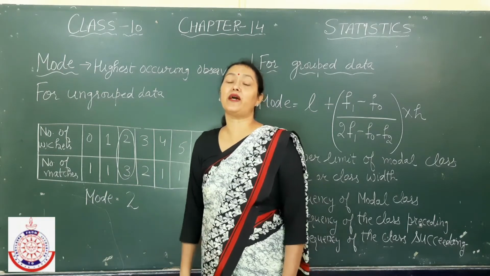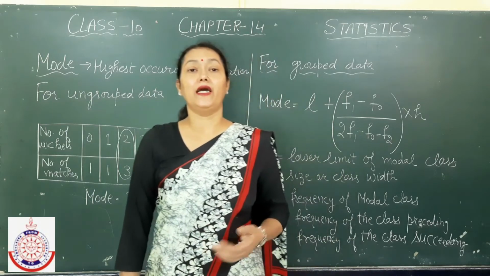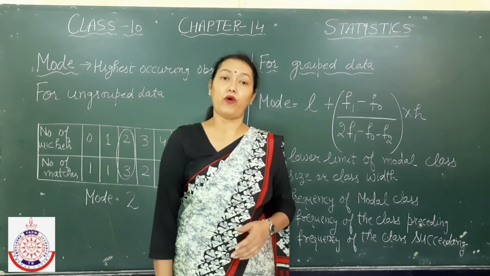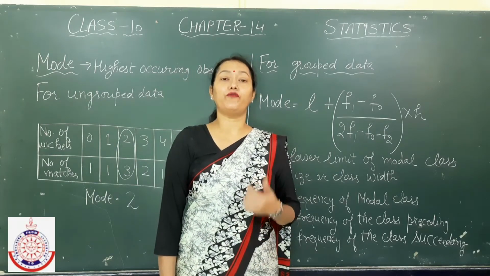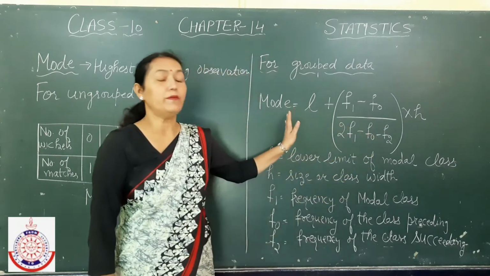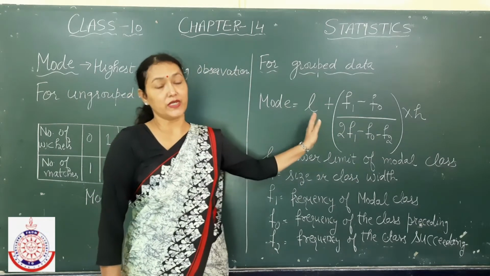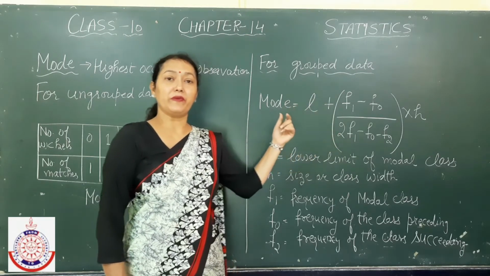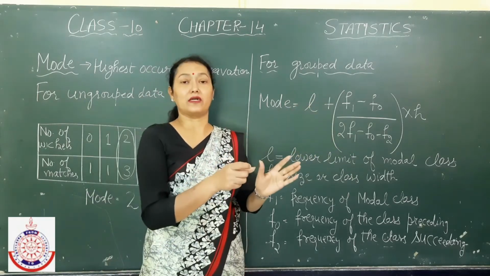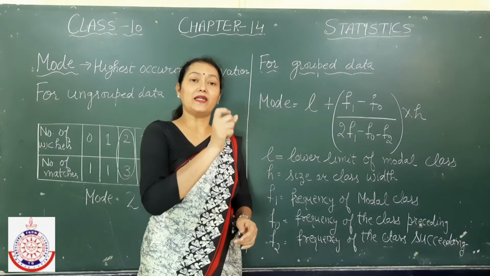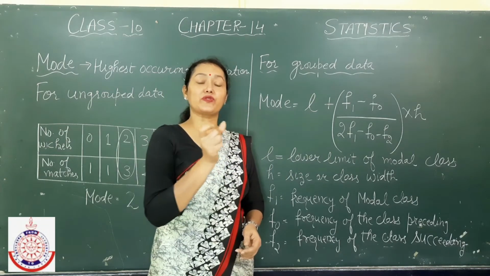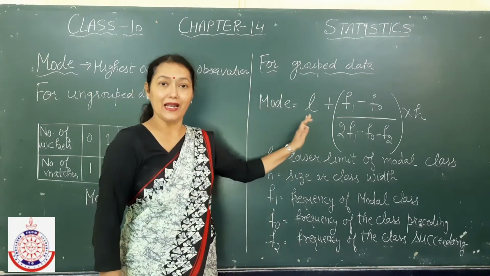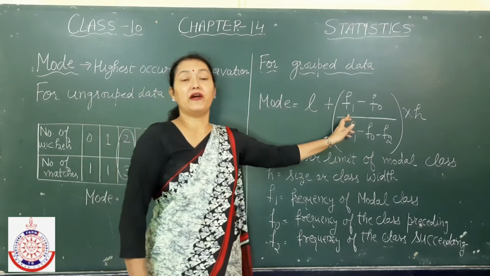But in class 10th, we have to calculate the mode for grouped data. In grouped data, just by looking at the data, we will not be able to tell the mode. Here we will have to follow a formula. According to this formula, mode can be calculated using L. L means lower limit. Here we select a modal class. The group that has the highest frequency is chosen as the modal class. For that modal class, the lower limit is written as L, then F1 minus F0.